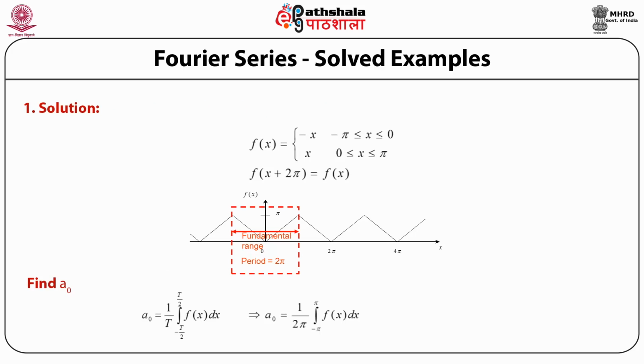Let us see the solution. Before we see the solution, let us plot it. You can see the plot as shown in the image. Now it's like a triangular wave, and the fundamental period is 2 pi, and it repeats itself. So let us first find the value a naught, because that is what we should do before writing the function in terms of Fourier series.